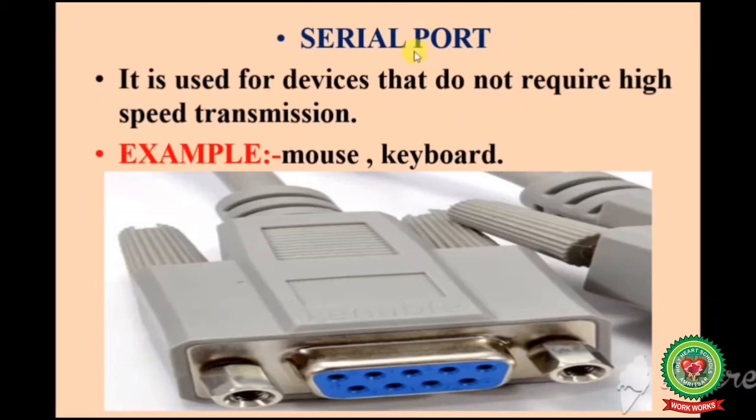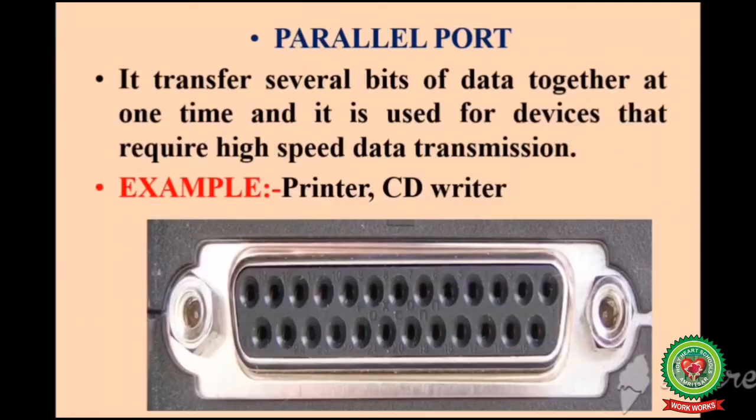The first is the serial port. It is used for devices that do not require high-speed transmission, like mouse or keyboard. This is a picture of a serial port. This is a parallel port. It transfers several bits of data together at one time, and it is used for devices that require high-speed data transmission, like printer and CD writer. With a printer, you can print one page as well as a book.